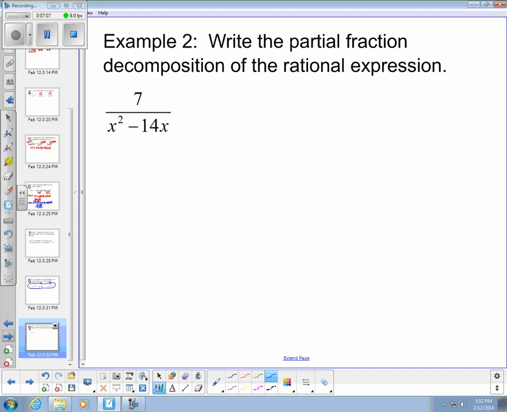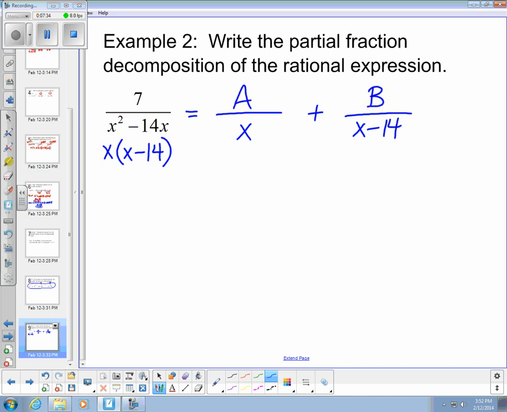Remember that your first step is to factor the denominator, and in this case, the denominator has a common factor of x, so x times x minus 14. That doesn't factor any further, so I'm going to set up my fractions. Okay, x is one of my denominators. X minus 14 is the other denominator. And then I don't know what goes on the top yet, so we're going to use an A and a B.